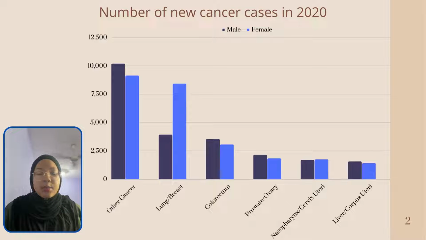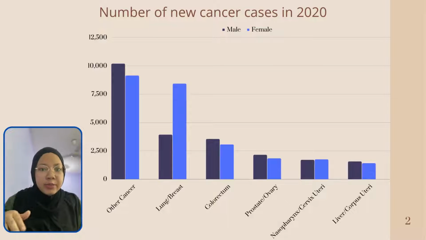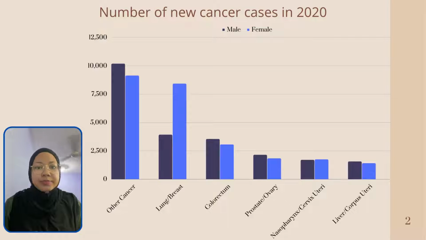As you can see in the bar graph, the vertical axis represents the number of new cancer cases in 2020, and the horizontal axis represents the type of cancer. Then the blue bar represents female, while the purple bar represents male. Among cancer cases in 2020, liver and corpus luteum are the lowest at 1,401 for female, while 1,553 for male, which is 47% and 53%.